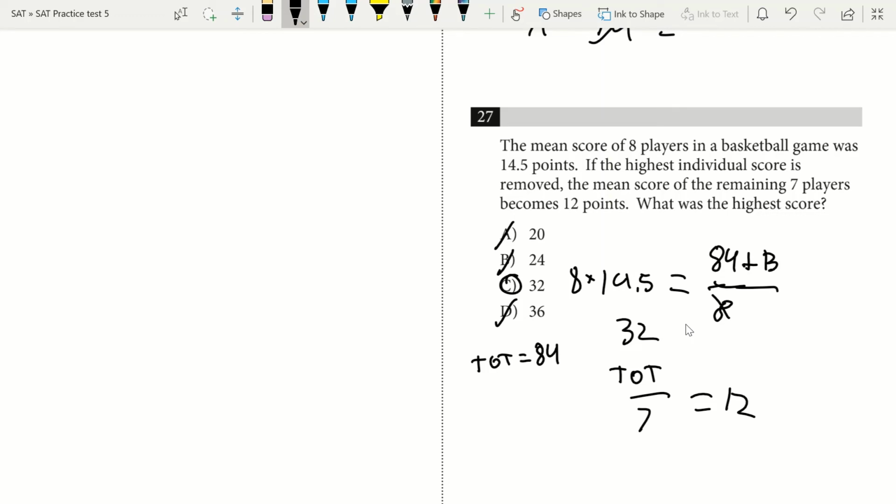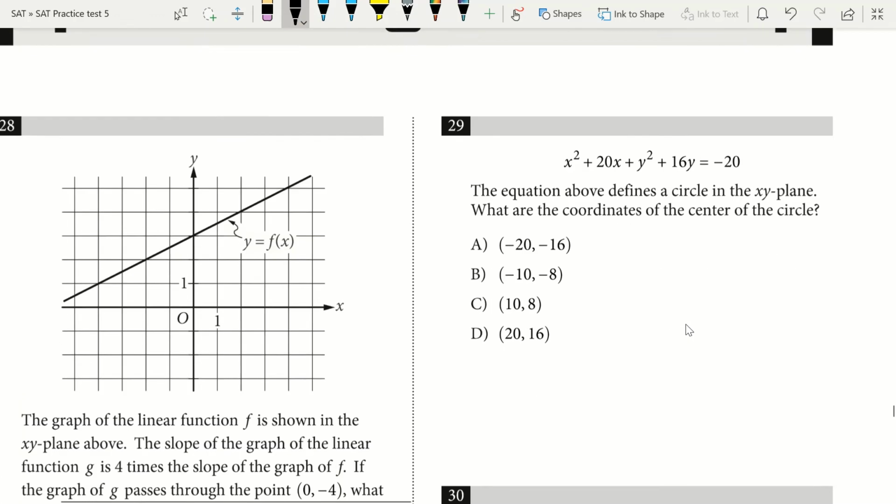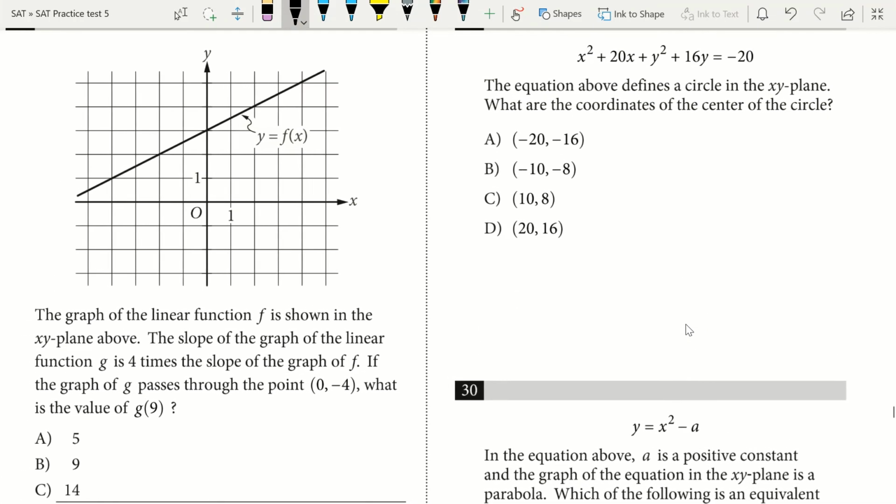All right, moving on. Question 28. The graph of the linear function f is shown in the xy plane. The slope of the graph of the linear function g is 4 times the slope of the graph of f. Well, for my function y equals f of x, I see I run 2, I rise 1, so my slope then is 1/2.